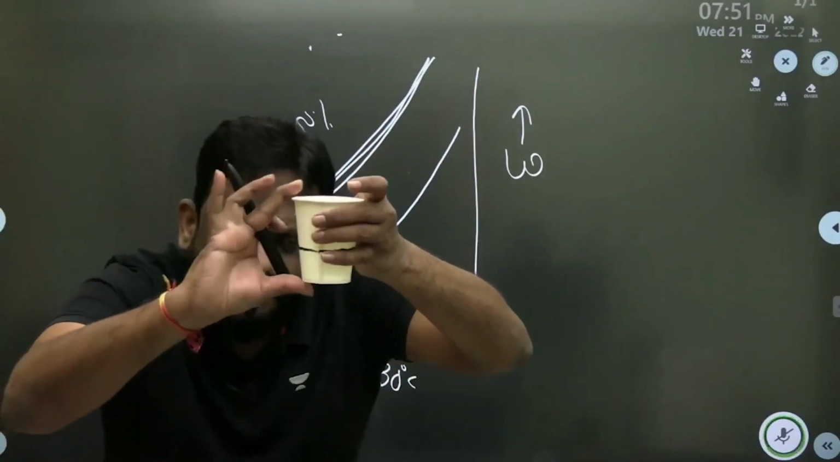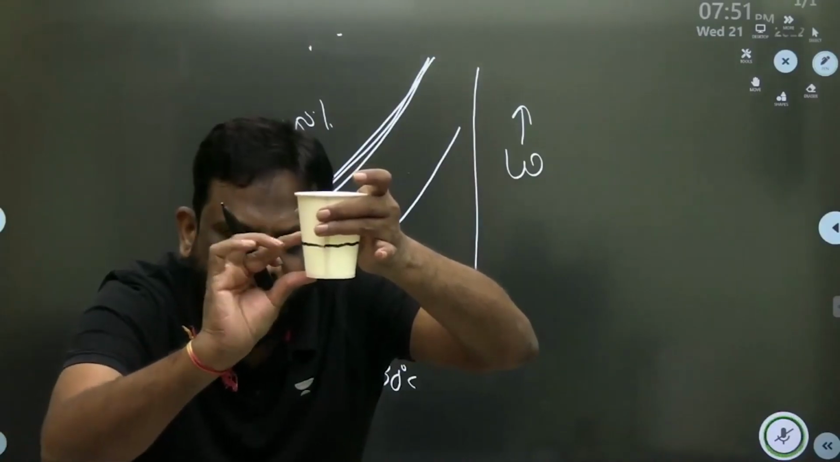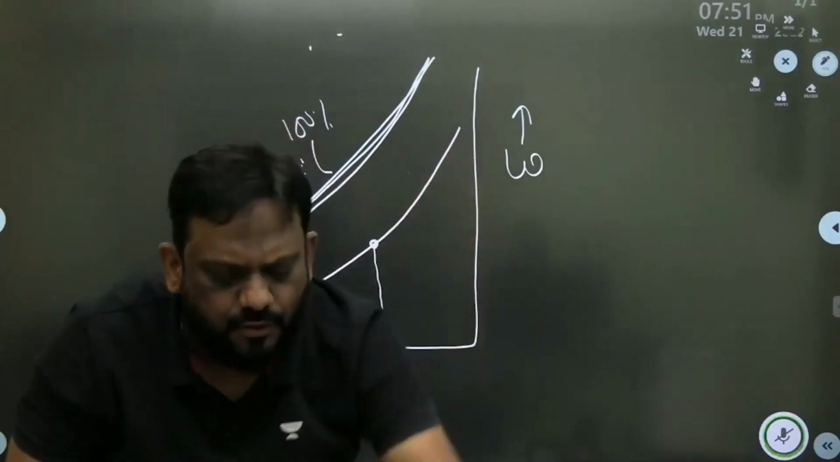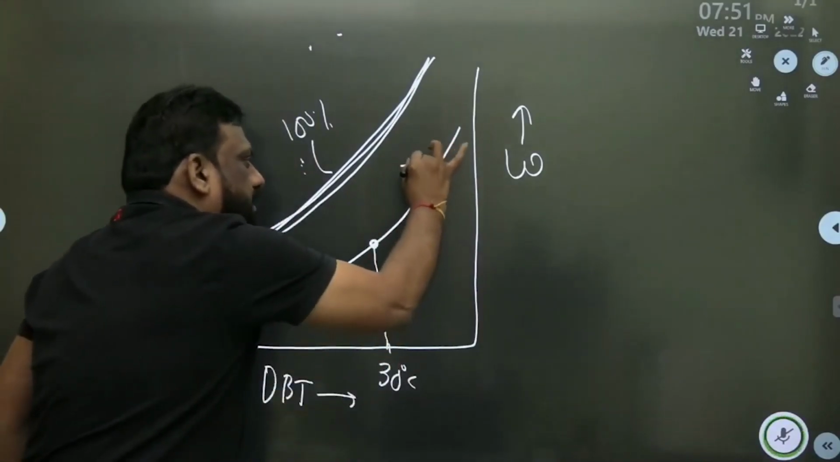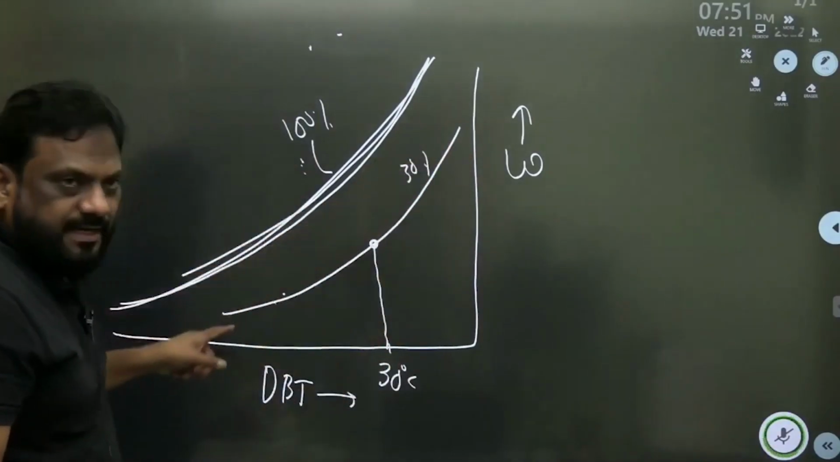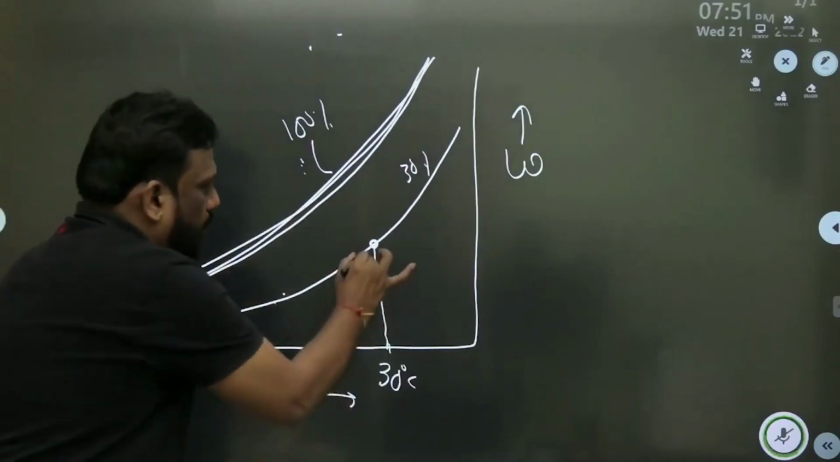Around 30. The maximum capacity is this much, but it has only this much. So let us say it is 30%. This line corresponds to 30% relative humidity. This is relative humidity 30%, and this is the dry bulb temperature. This is the point.